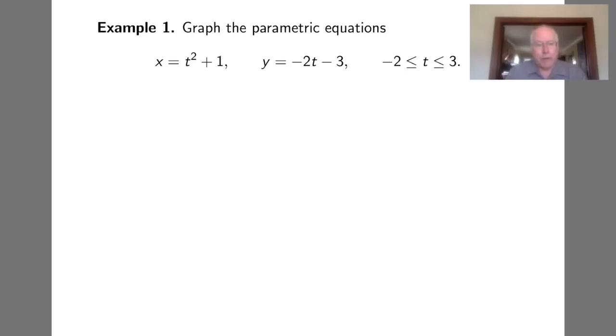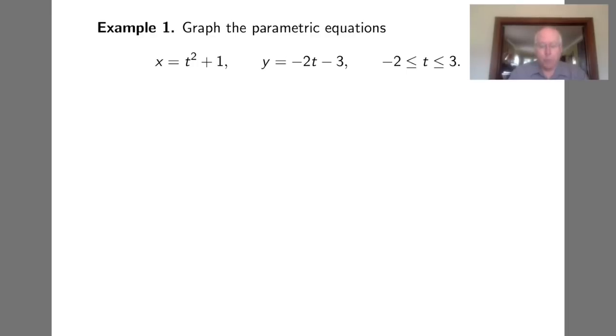So let's take a look at an example. What can these things look like? Let's start by graphing the parametric equations x equals t squared plus 1, y equals minus 2t minus 3, where t is restricted to be between minus 2 and 3 inclusive.